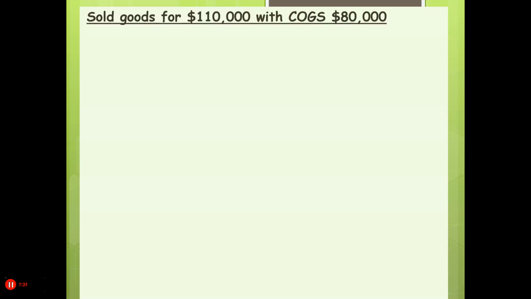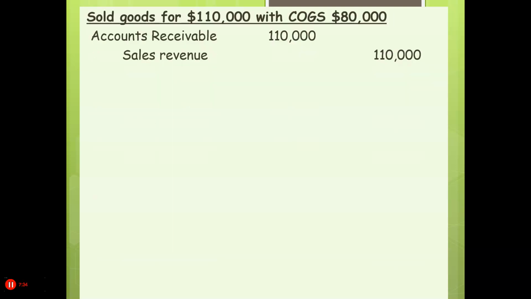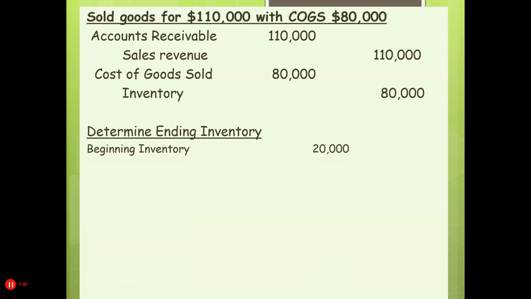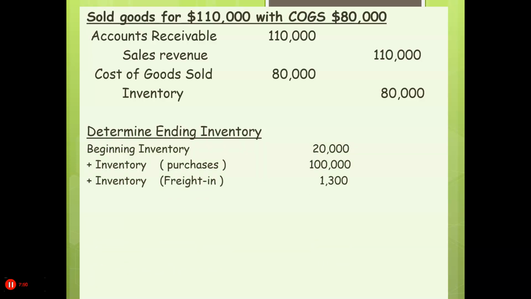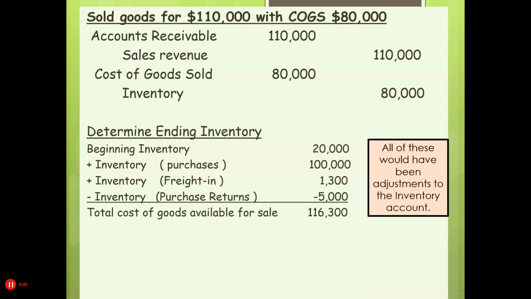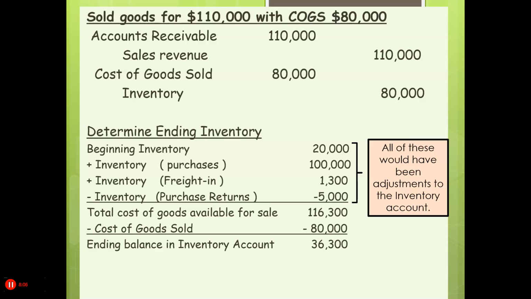And now what happens when we sell when cost of goods sold was $80,000? We're going to go accounts receivable, but we can also book our cost of goods sold and reduce inventory by $80,000. Determining ending inventory, we would start with beginning plus purchases plus inventory freight in minus purchase returns tells us we have a total of $116,300. All of these would have been adjustments to the inventory account. And we subtract our cost of goods sold, and that would be the balance in our inventory account.